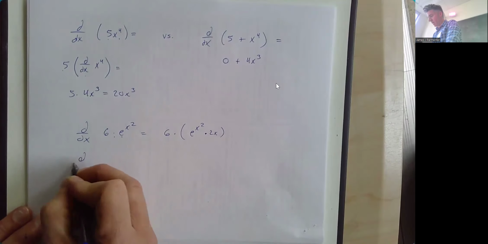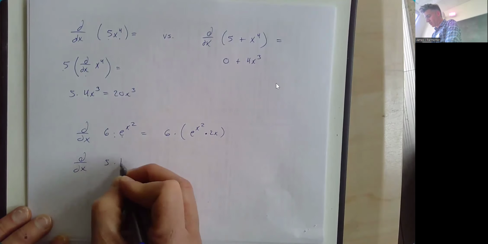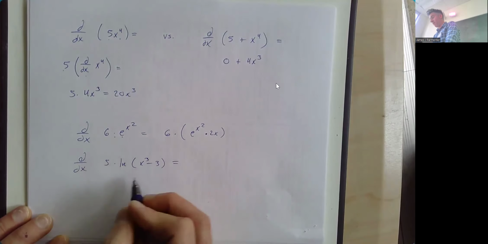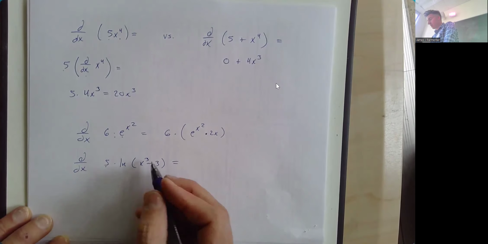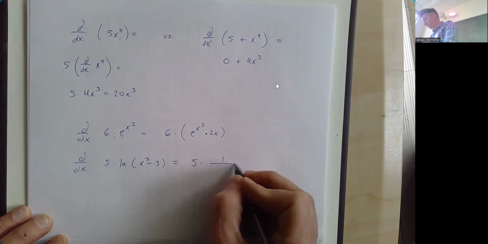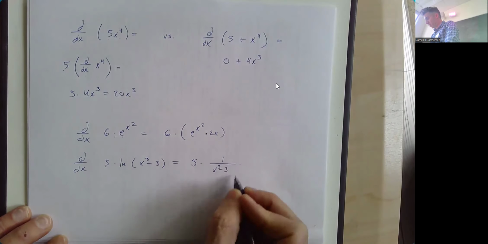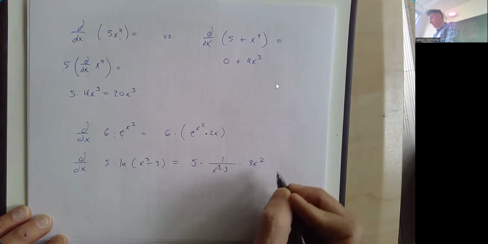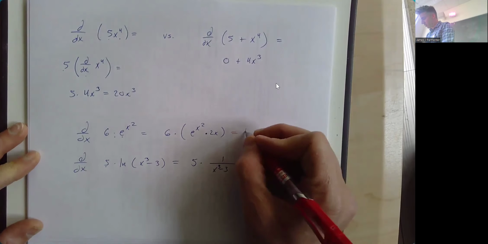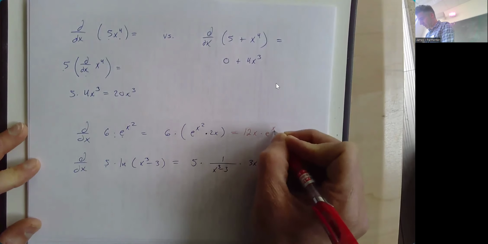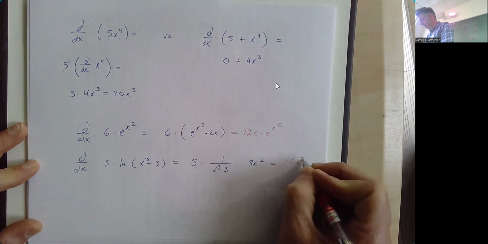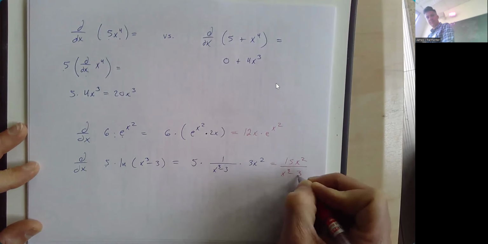Or if I have the derivative of, say, 5 times the natural log of x cubed minus 3, well, I have 5 times a function of x, and the 5 hangs out, and the derivative of the natural log of some stuff is 1 over the stuff times the derivative of that stuff, which is 3x squared. Now, if I was going to rewrite either of these, I would definitely rewrite this one as 12x times e to the x squared. I would certainly rewrite this one as 5 times 3 is 15x squared over x cubed minus 3.